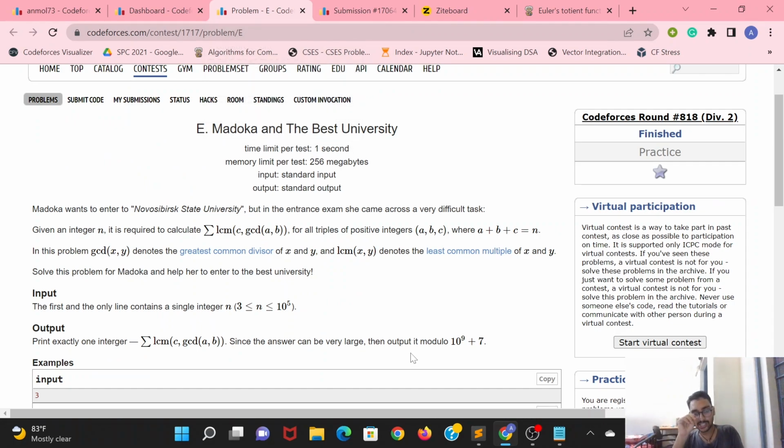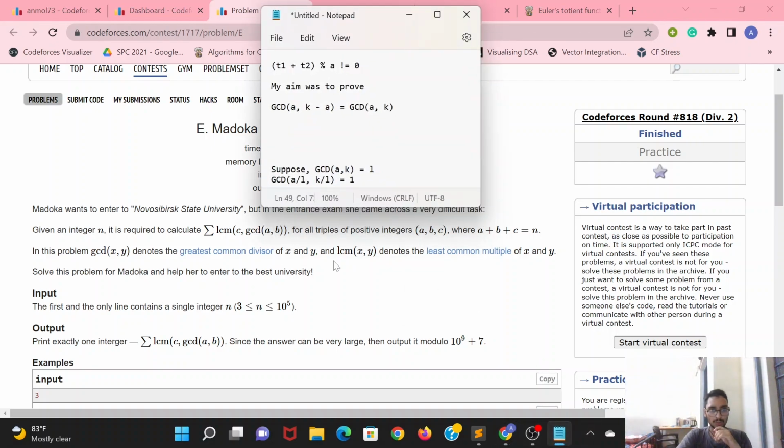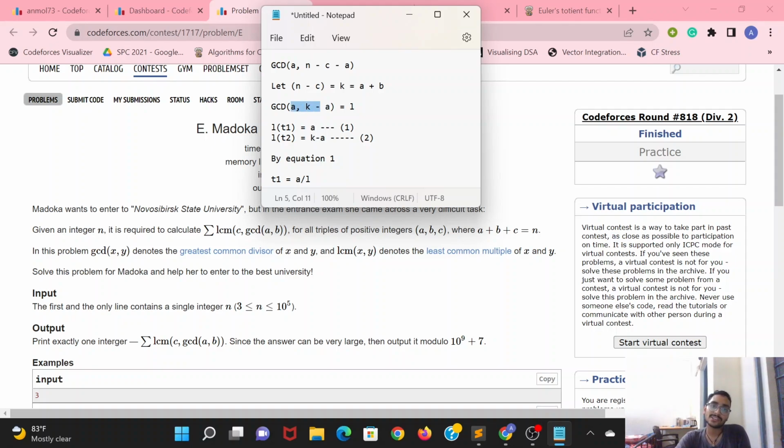So essentially, to give a gist of this problem, my first aim was that the naive solution is O of n square. So if I can simplify this in some way, so that I make it O of n root n, or O of n log n or something like that, that would be better. Now, we knew there were two dependent variables. So I took my k to be n minus c, which is a plus b. Now what I tried to prove was that GCD of a comma k minus a is GCD of a comma k. And for a given c, k is constant. That is the benefit of doing this.